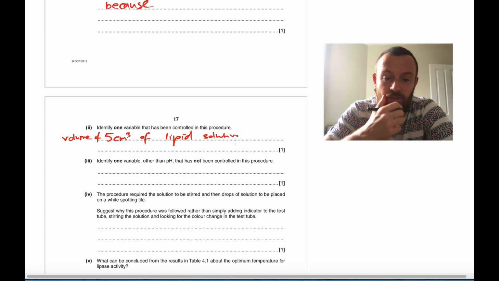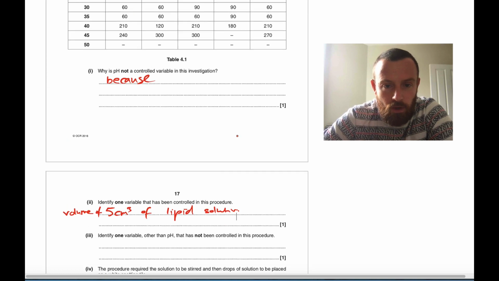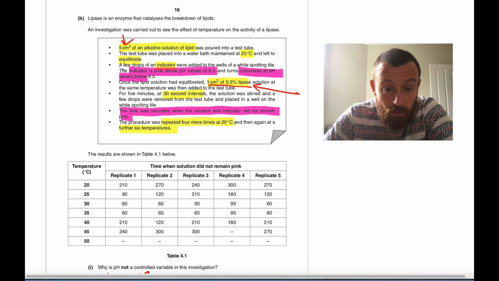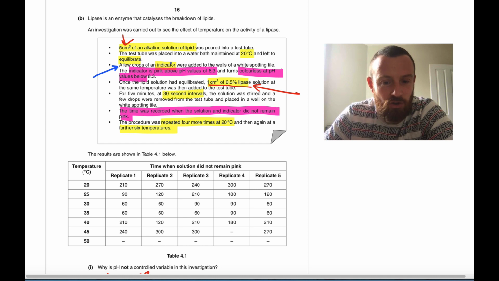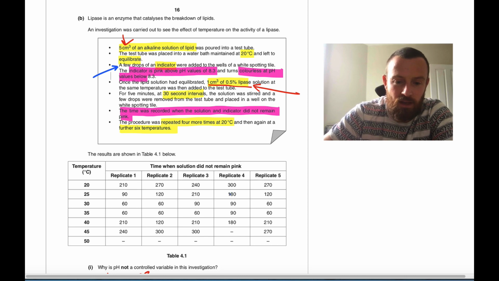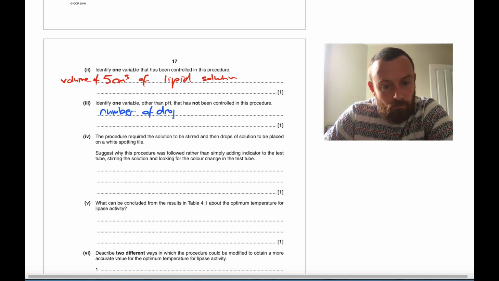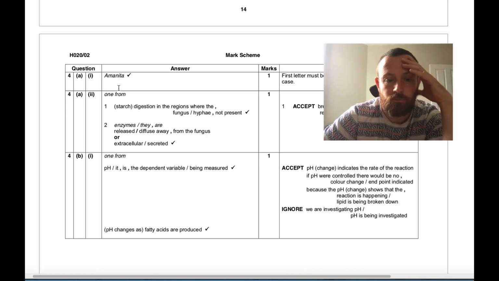Next, identify one variable other than pH that has not been controlled in this procedure. Again, we go back up here, we have a little think about it. And here's something that maybe you might want to talk about. The number of drops of the indicator, that wasn't very controlled. Yeah, I would probably say that, the number of drops of indicator. I bet there's loads which I haven't thought about. Let's have a look at the mark scheme.